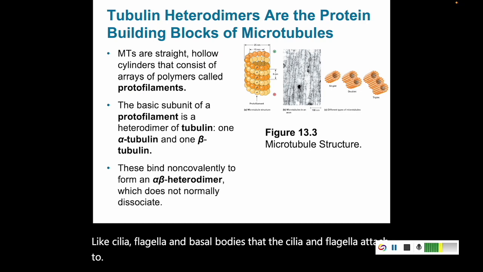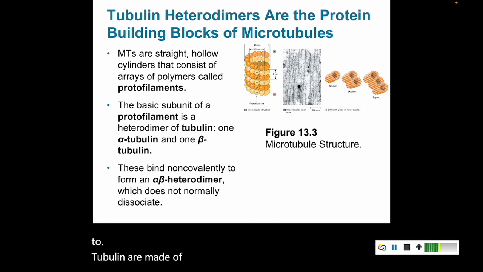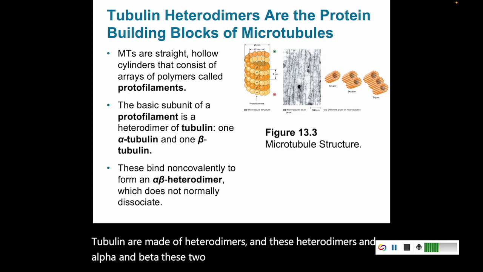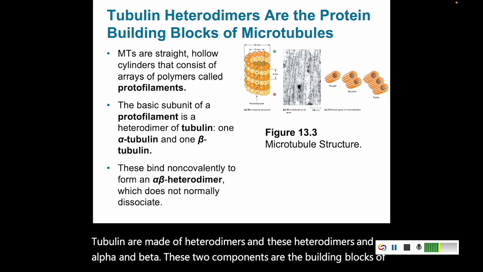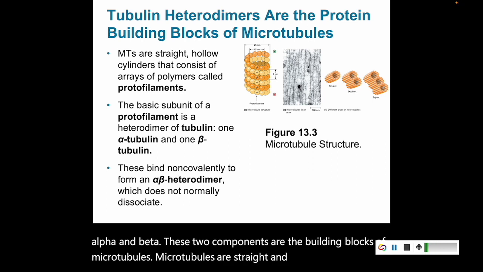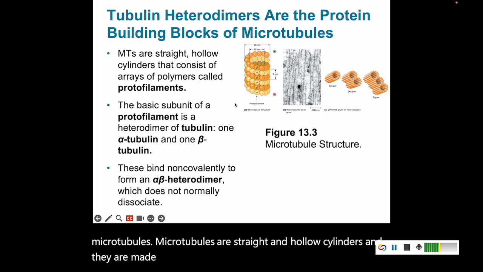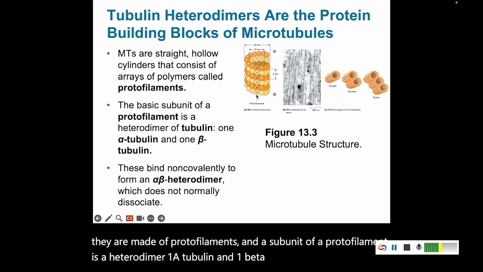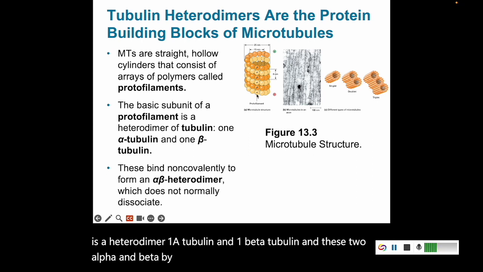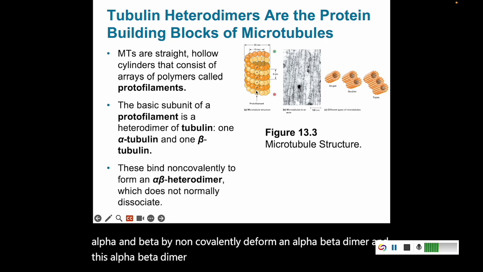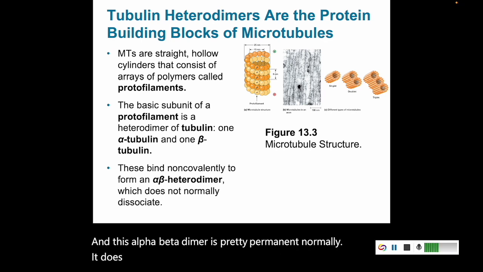Tubulin is made of heterodimers, and these heterodimers, alpha and beta, these two components, are the building blocks of microtubules. Microtubules are straight and hollow cylinders, and they are made of protofilaments. And the subunit of a protofilament is a heterodimer, one alpha tubulin and one beta tubulin. And these two, alpha and beta, bind non-covalently to form an alpha-beta dimer. And this alpha-beta dimer is pretty permanent. Normally, it does not dissociate from each other.